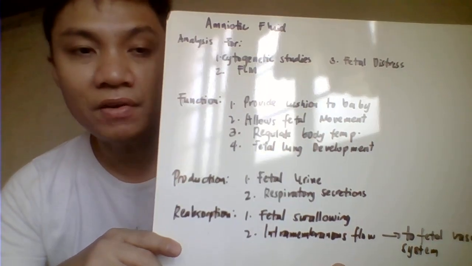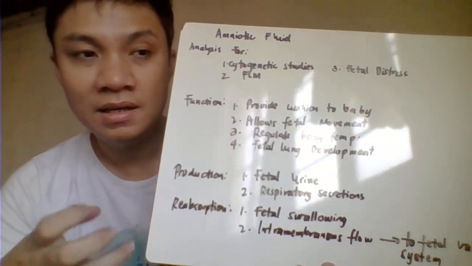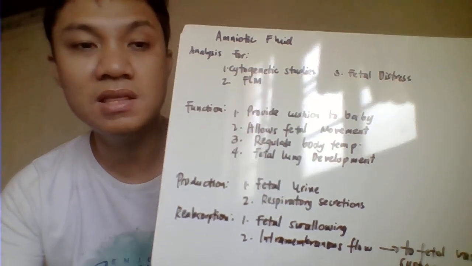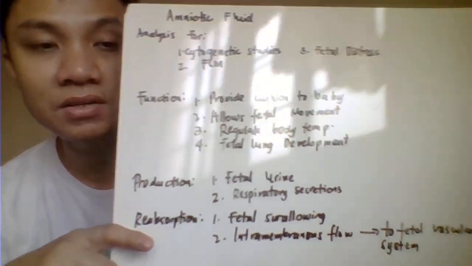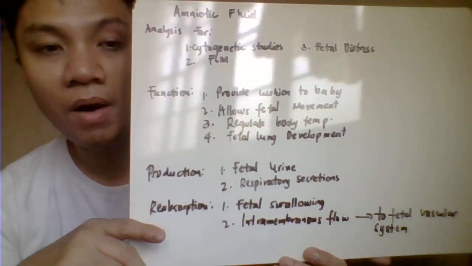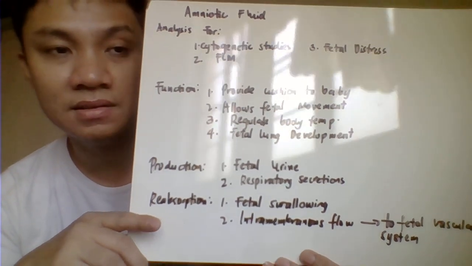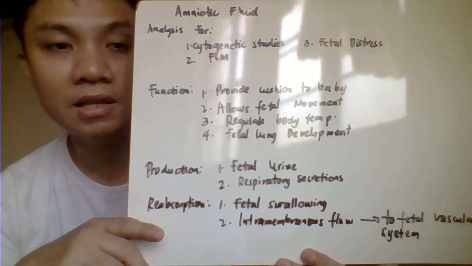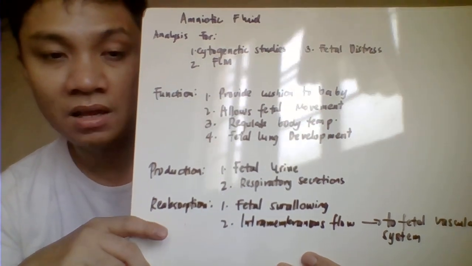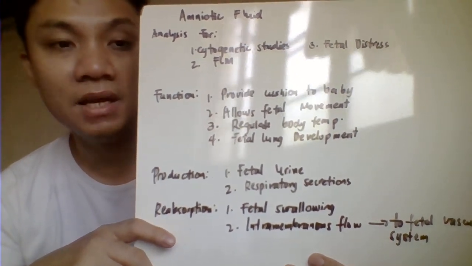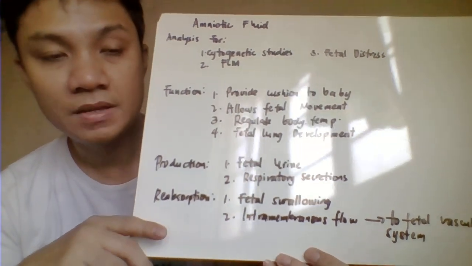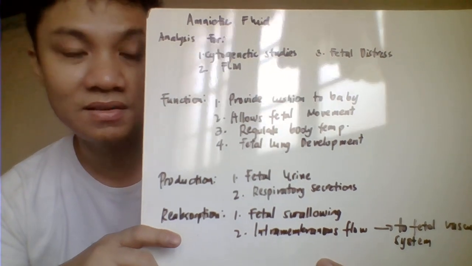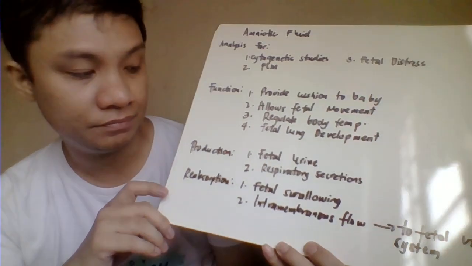So again, your amniotic fluid can be found in the amniotic sac. It's a membranous sac that surrounds the baby. So we have here the functions of your amniotic fluid. Number one, amniotic fluid provides protection or cushion to the baby. Second, it regulates the fetal movement. Third, it regulates the body temperature of the baby. And the fourth, it also helps in the maturation of the lungs of the baby throughout the development.